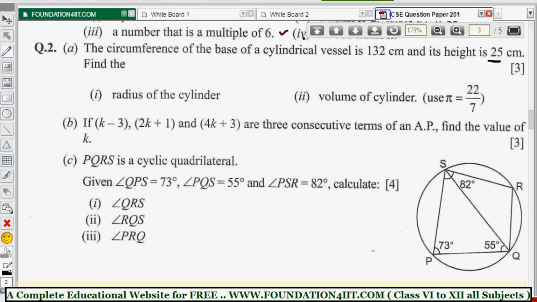Okay, next one. If k minus 3, 2k plus 1 and 4k plus 3 are three consecutive terms of an arithmetic progression AP, find the value of k. Whenever three terms are in AP, we need to take the difference formula: b minus a is equal to c minus b. That formula we will take.